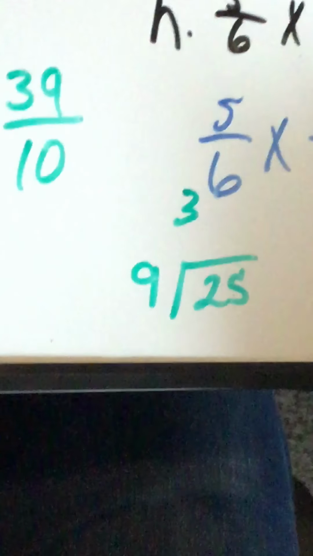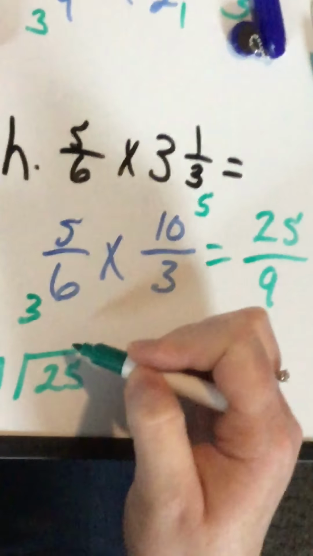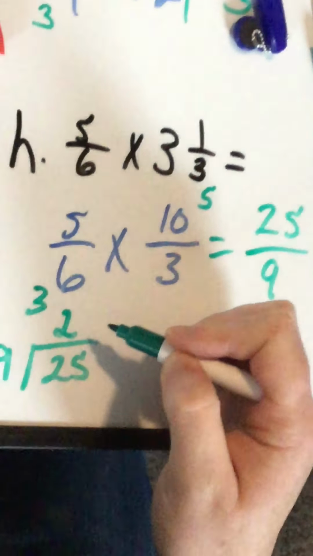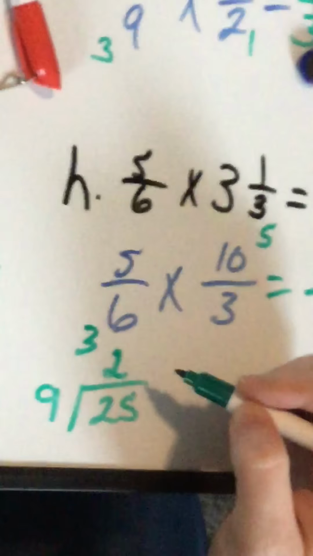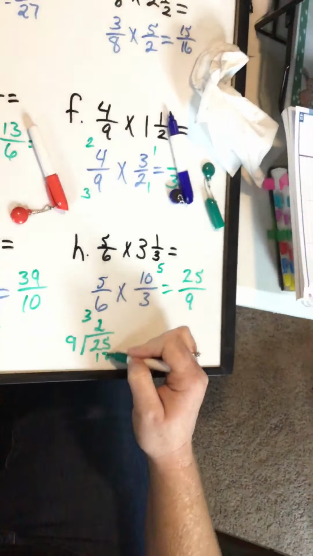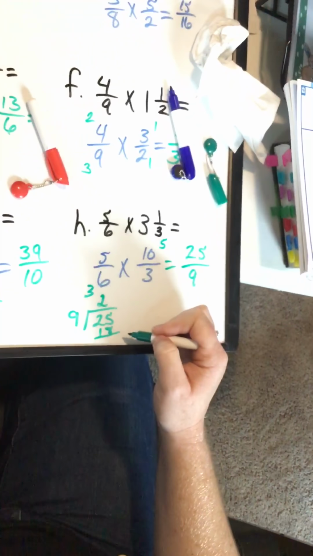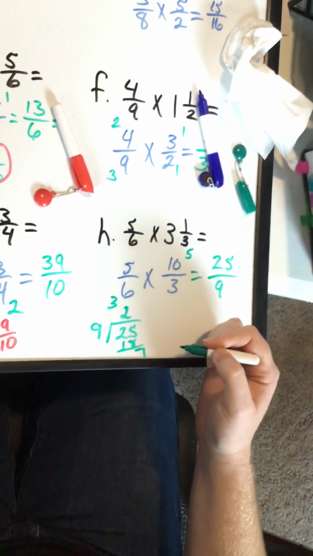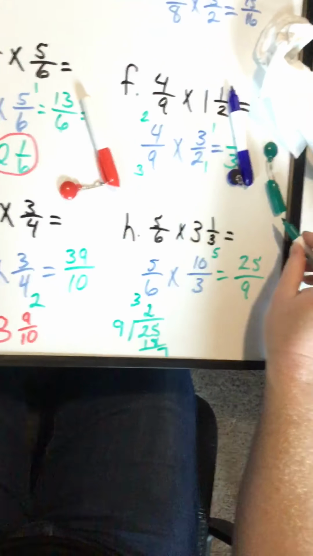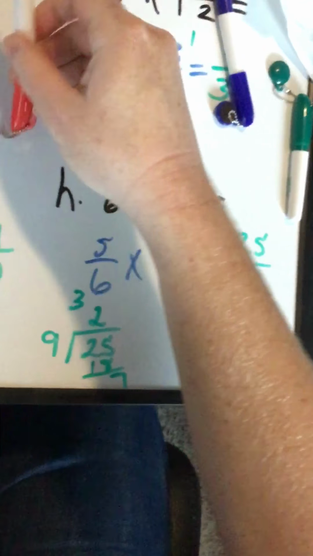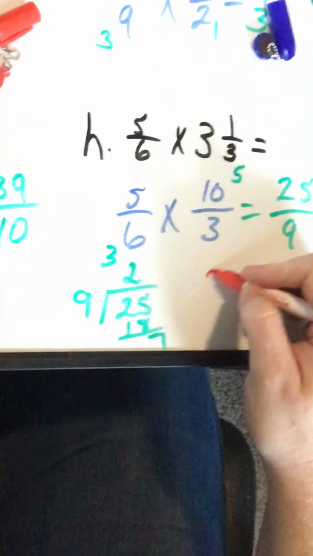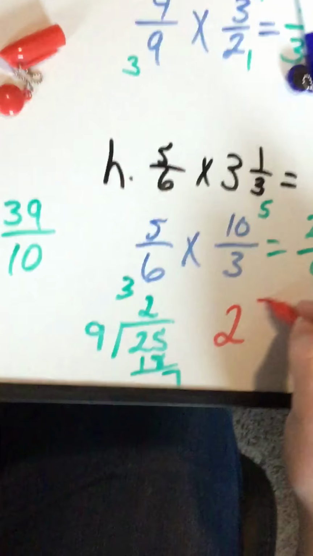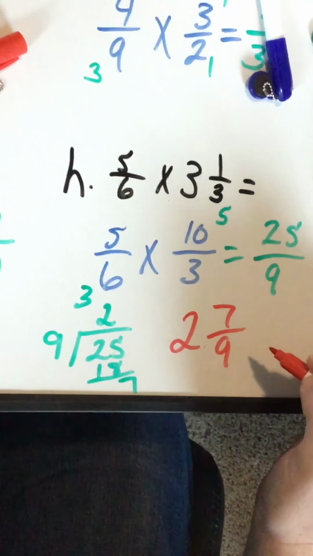So we're doing this. How many times can it go in? 2 times. 2 times 9 would be your 18. So what's left over would be a 7. So your answer, we have a whole number 2, 7 ninths.